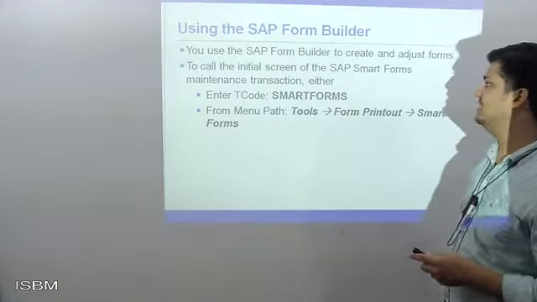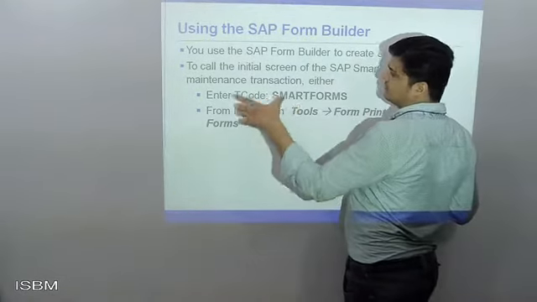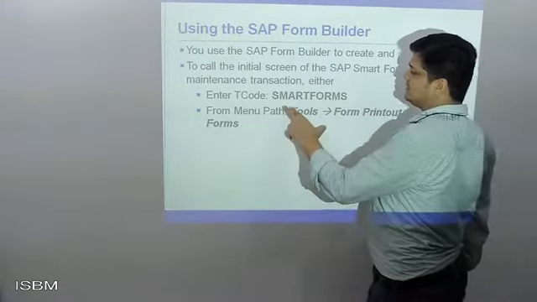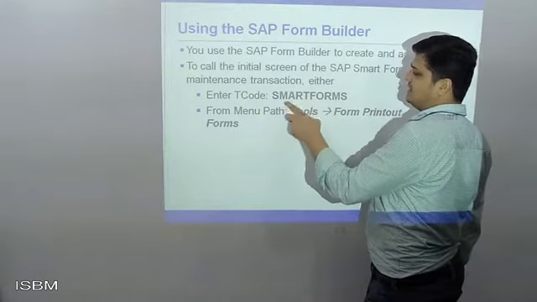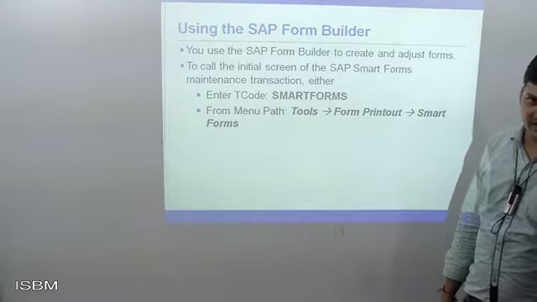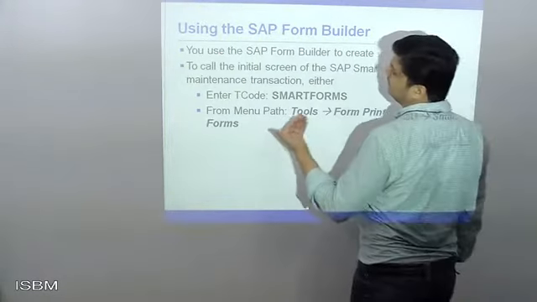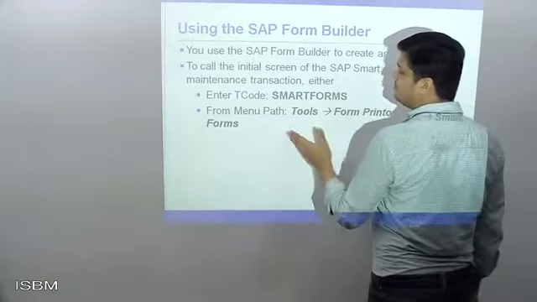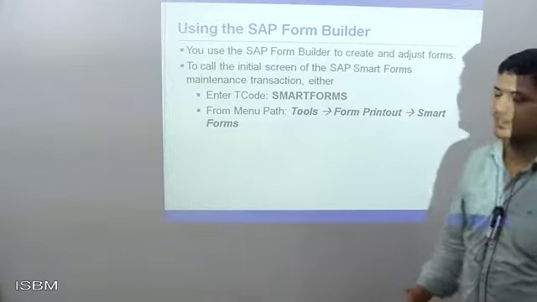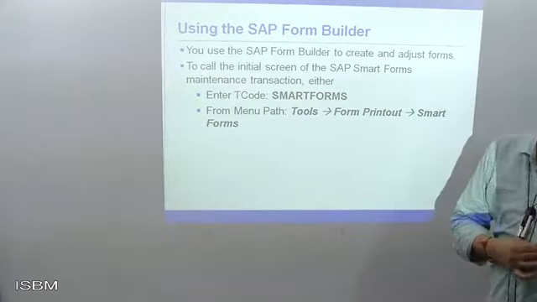And here, to call the initial screen of the SAP smart form, maintaining transactions: if you want to do something in a smart form, we start with the T code called SMARTFORMS. The smart form itself is a T code which we can use to reach the smart form. There is also a menu path, basically Tools, then Form Painter and Smart Forms. These are the two ways you can directly reach the smart form.